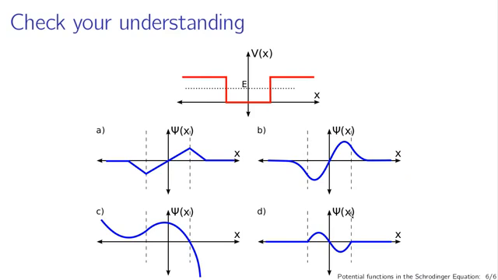To check your understanding, take this step discontinuous potential and tell me which of these hypothetical wave functions is consistent with the Schrodinger equation. Now, I did not actually go through and solve the Schrodinger equation here to make sure these things are quantitatively accurate. They're probably all not quantitatively accurate. What I'm asking you to do here is identify the qualitative behavior of these systems. Is the curvature right?